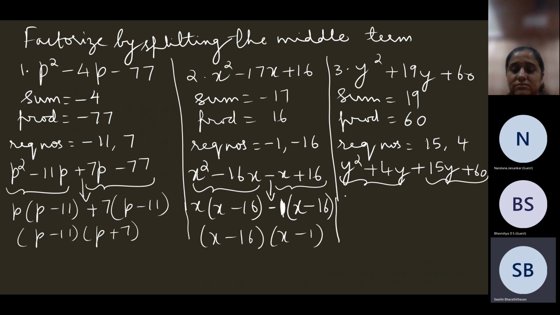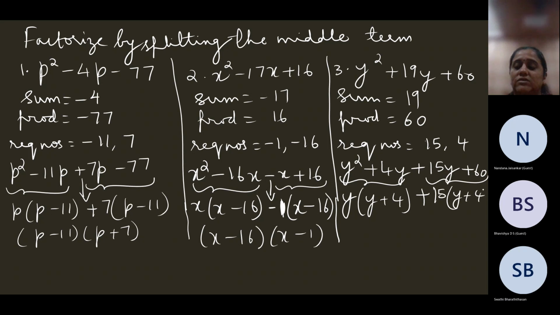Swati, tell me what's the next step? Ma'am, the next step is we find the common factor for y square plus 4y. We take y out common, and in the brackets, we get y plus 4. Then addition follows, plus. And then we take the common factor for 15y and 60, that's 15. And in the bracket, we get y plus 4. Very good. Next. We take y plus 4 as common, and then we take the other numbers, that's y plus 15. Very good.